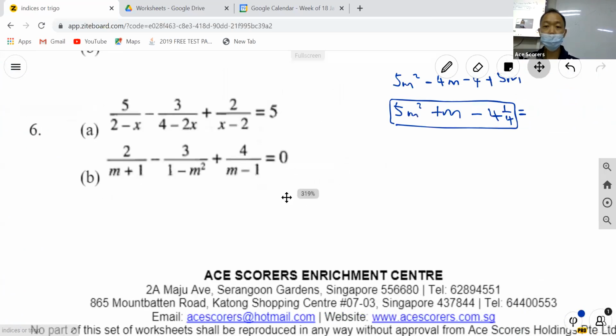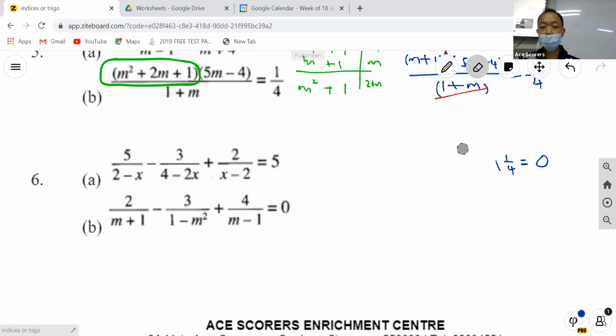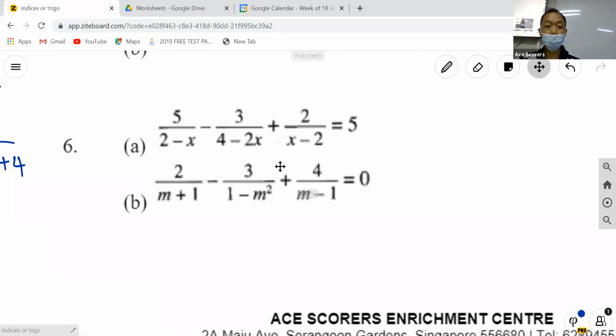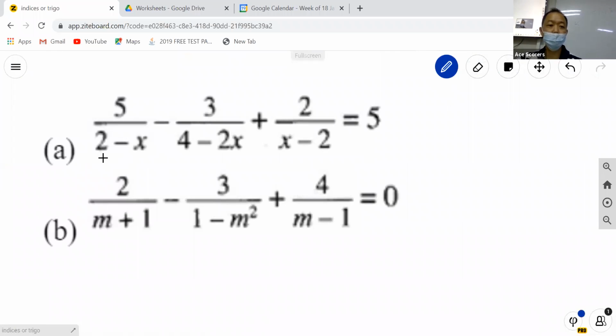Now, to be able to solve this, there are a lot of algebraic tricks that you need to know. Let me give you an example. You look at 6A. You look at these terms. They look a bit suspicious. 2 minus x, 4 minus 2x, x minus 2. You gotta find out what is the common denominator among all of them.